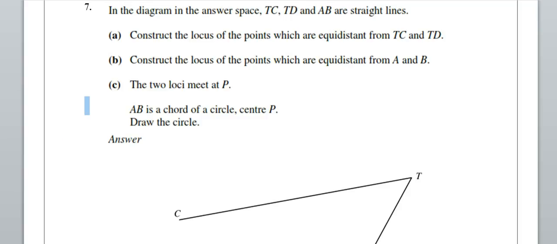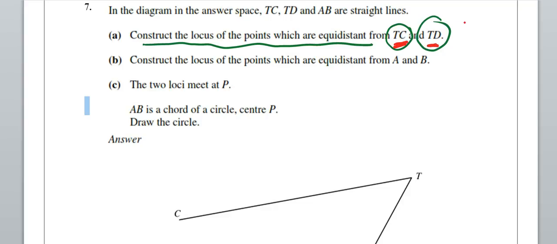So first look at the first question. Construct the locus of the points which are equidistant from TC and TD. First look here: equidistant from 2 points, 2 lines, 1 point or 1 line. Which case are we using here? In fact we have 2 lines. TC is a line, TD again is a line. So this is the rule for 2 lines.